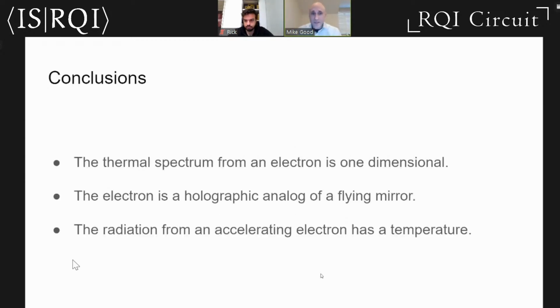So in conclusion, if you're going to walk away with anything from this talk, I'd like to tell you that the thermal spectrum from an electron is one-dimensional. That's pretty interesting, just like a resistor, just like a black hole. And number two, there's a holographic duality between an electron and a mirror. The mirror is in 1+1 dimensions, the electron's in 3+1. This is really neat. All the information of the mirror system can tell you everything you want to know about the electron system. So this is like a holography. And then the radiation from an accelerated electron has this temperature. So with that, I'll take back my time, and I very much appreciate your attention.